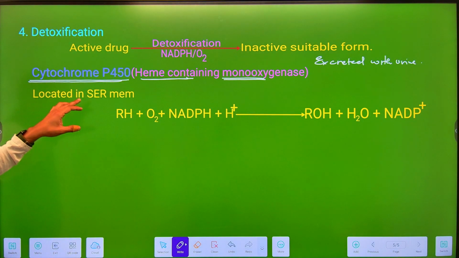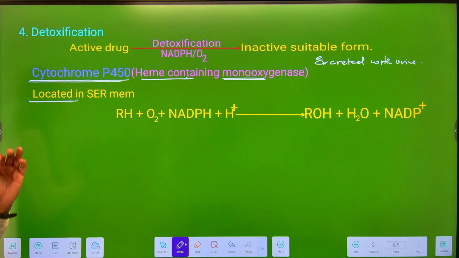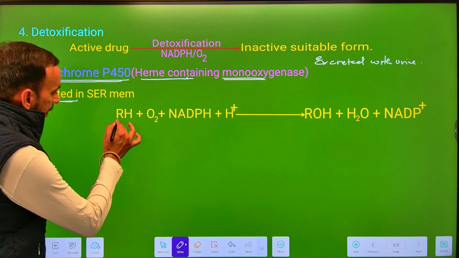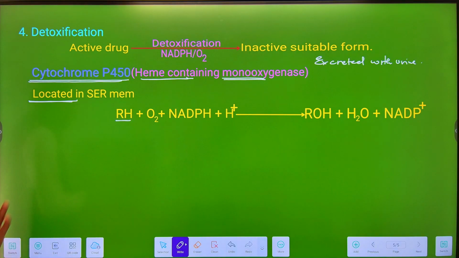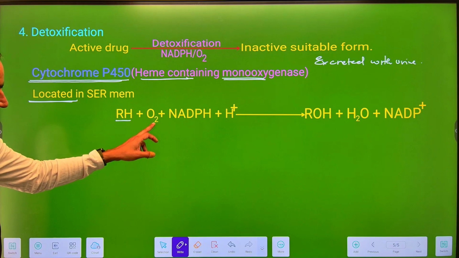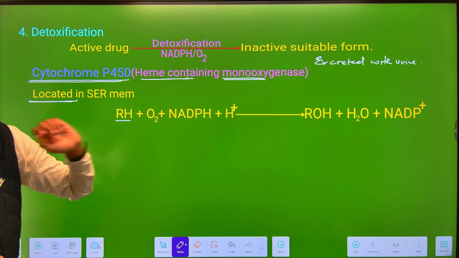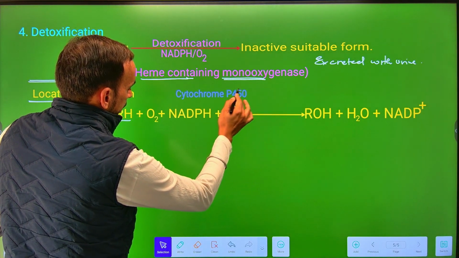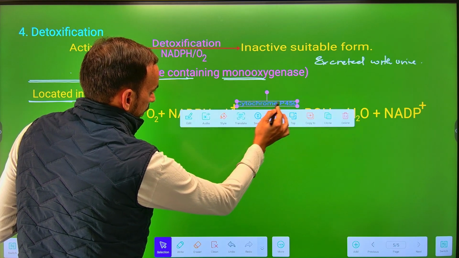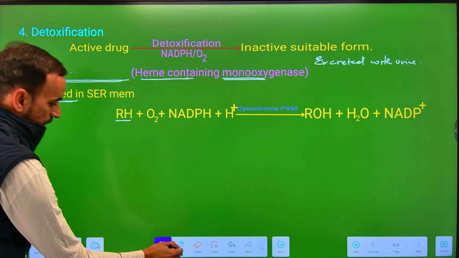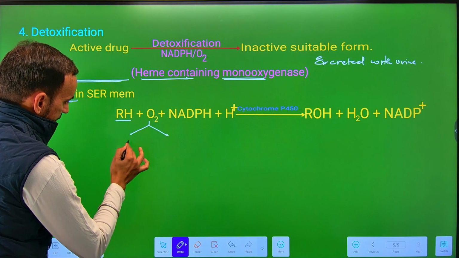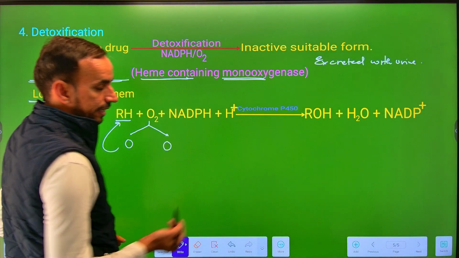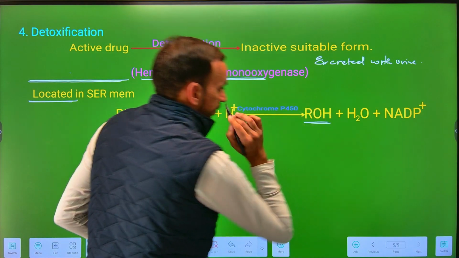Let us talk about how it works. It generally remains located in the membrane of the endoplasmic reticulum, like the calnexins. Suppose we are having a drug which is insoluble, it is active. In the presence of oxygen, NADPH and H plus ion, what does this cytochrome P450 monooxygenase do? It generally carries out the breakdown of this oxygen into oxygen atoms. One of the oxygen atoms will be attached to the R, to the active drug, that leads to the formation of the inactive drug.